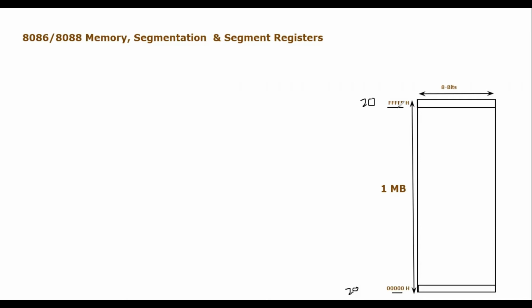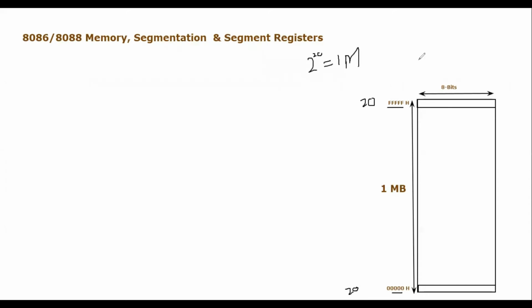And if we are interested in how many locations are available, we can easily do this sum. Because we know it's 20 bits, we just need to raise 2 to the power 20. So 2 raised to 20 would become how much? 1 million, or 1 mega locations.